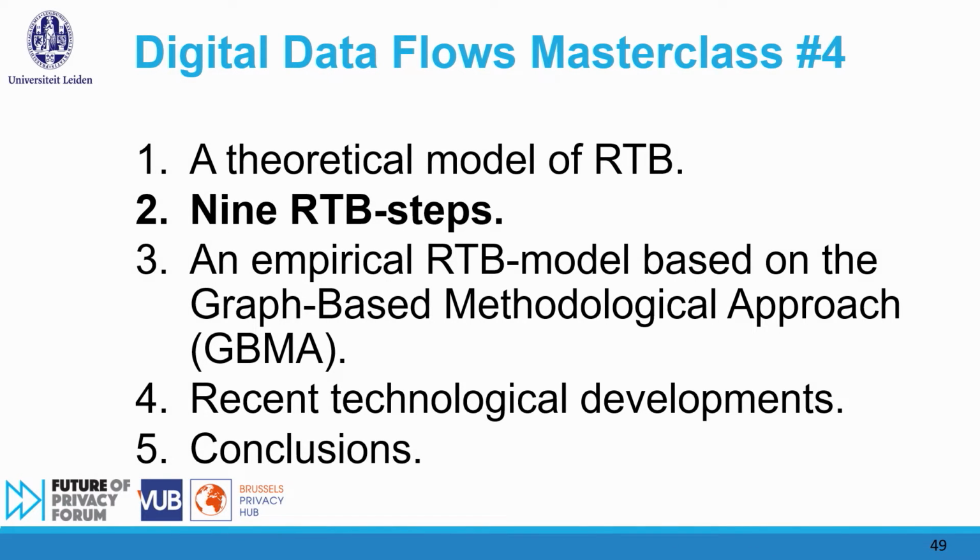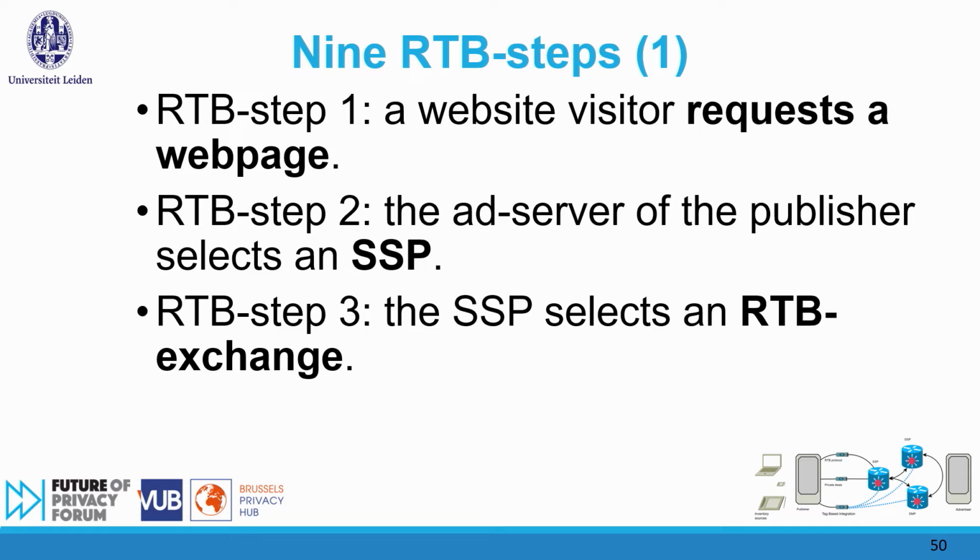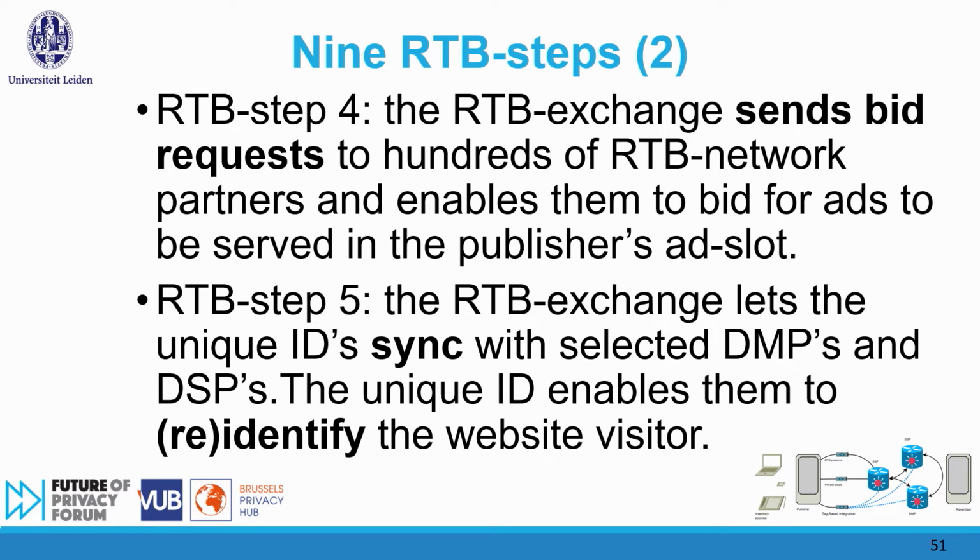Then the 9 steps of RTB. First, of course, a user needs to go to a website in the browser, type in the URL, and then the ad server starts picking a publisher on an SSP. The SSP selects an RTB exchange, and then of course the bidding starts, which means that the bid request is sent out to hundreds of RTB network partners, enabling them to bid for ads to be served on the publisher's ad slot, which is the little space on the website that can be filled with an ad.